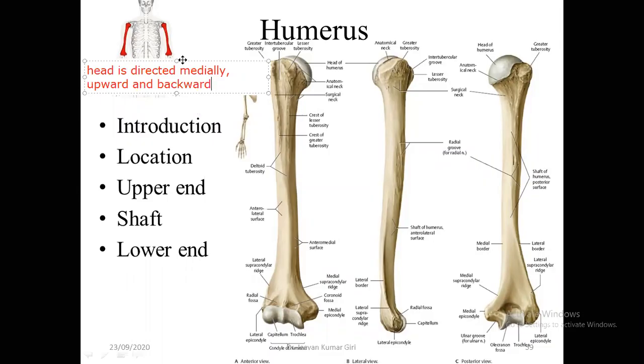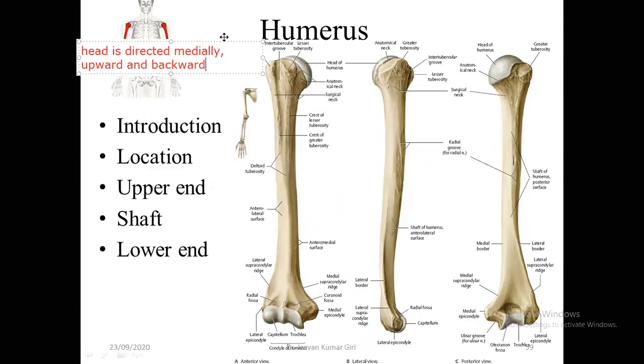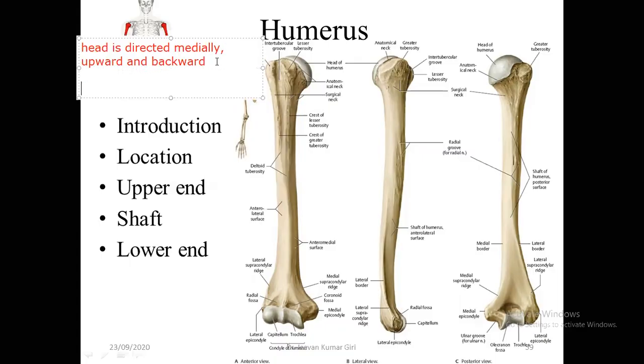Now this head is not directed totally laterally, and it is not directed totally medially. It is directed medially, somewhat upward and slightly posteriorly. But you remember this is the orientation of the head. Now the next feature in the upper end is the neck.